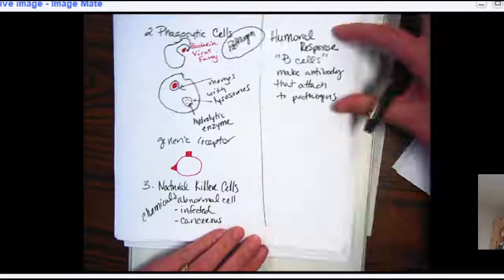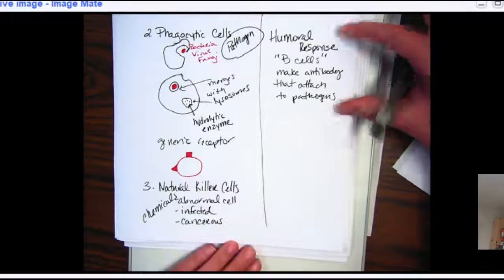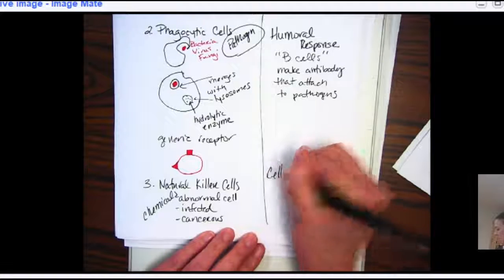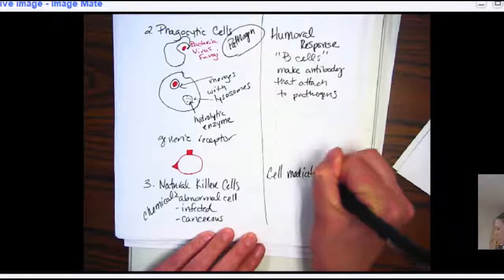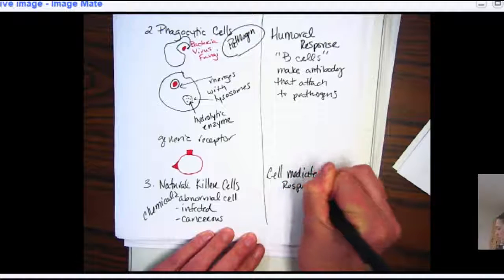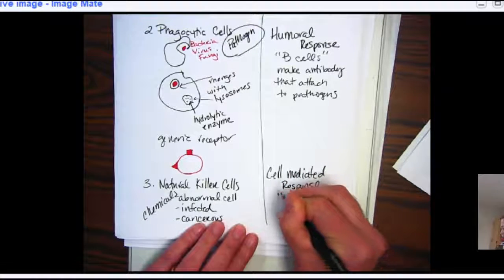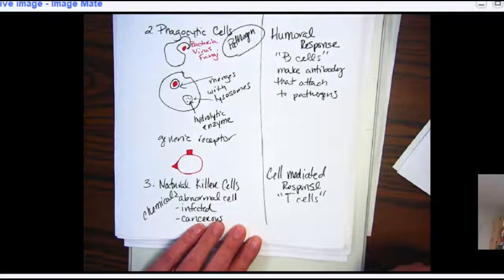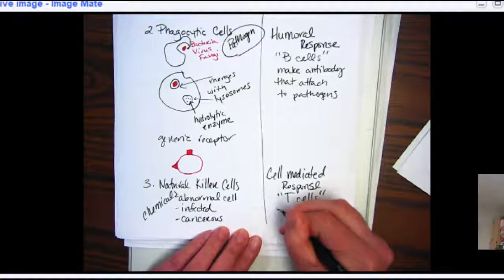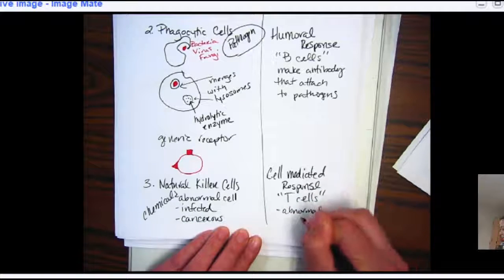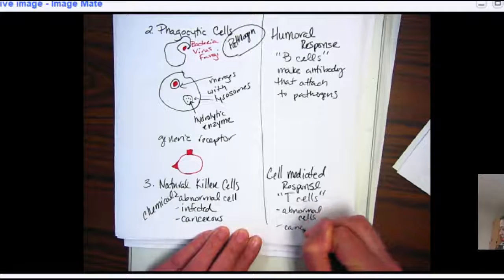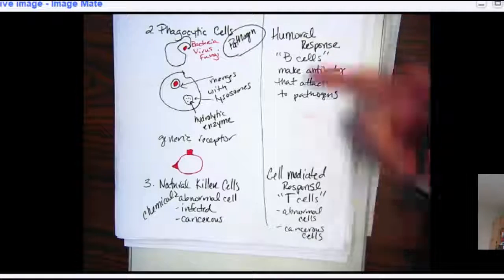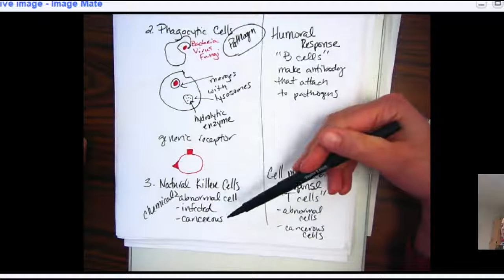The other line of defense is the complement to the natural killer cells, and this is going to be the cell-mediated response. This is going to be about T cells. They are going to identify abnormal cells or cancerous cells. So you have two different responses that do the same thing that the innate immune system does.